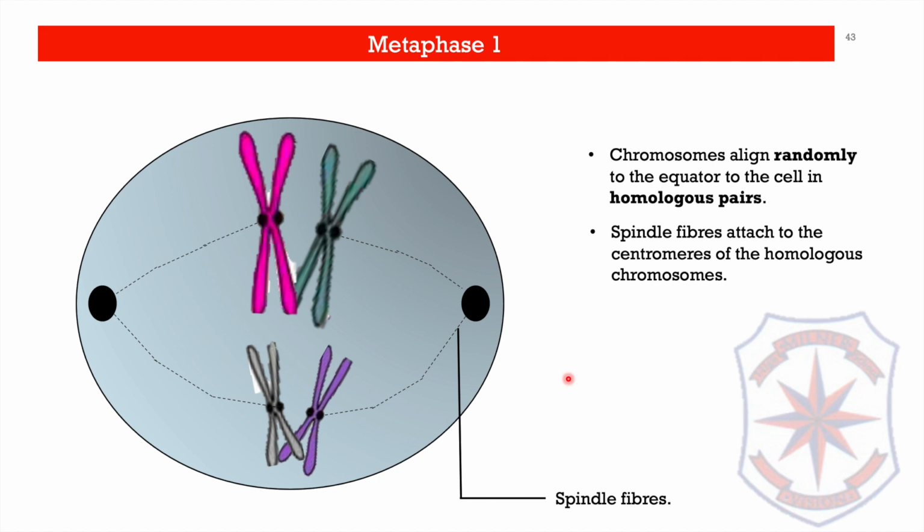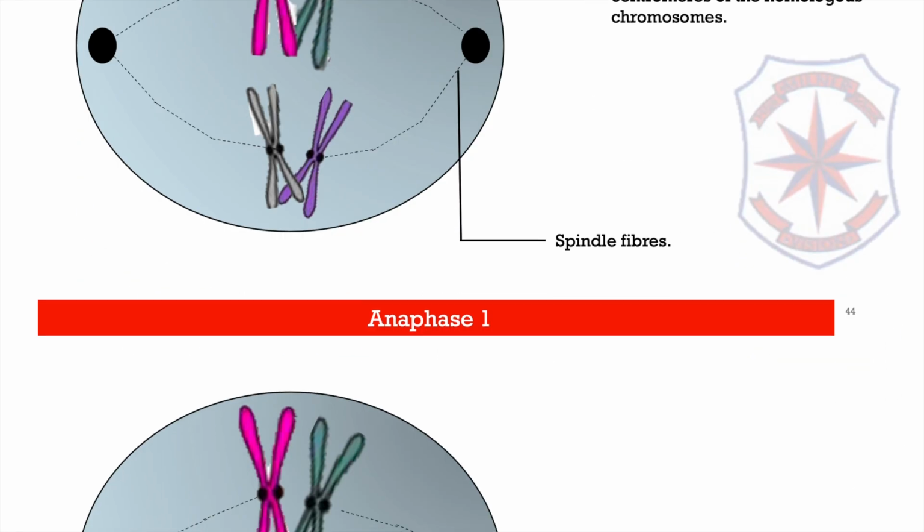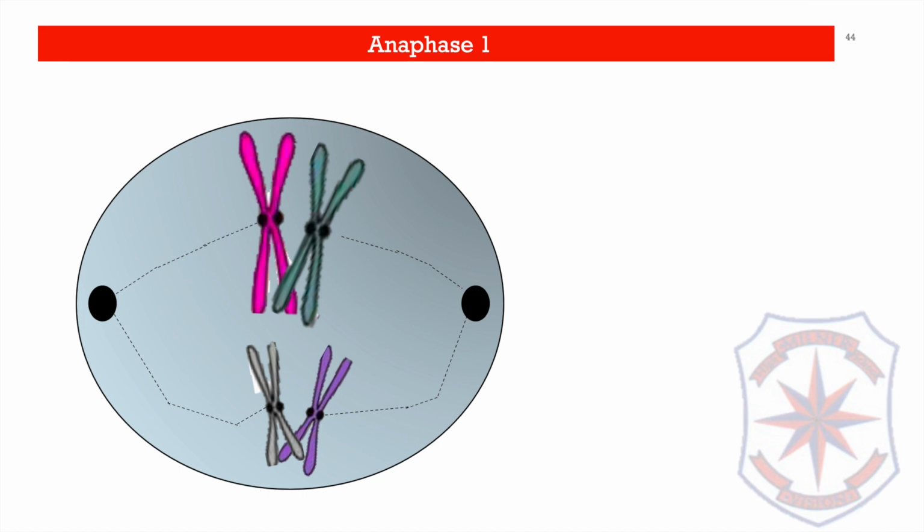Okay, so there are 2 things that happen during metaphase. Chromosomes align themselves randomly at the equator of the cell in homologous pairs, and spindle fibers attach to the centromeres of the homologous chromosomes. That's all that you need to know. Okay, let us move on to our next phase. Anaphase 1. We start as the cell being like this.